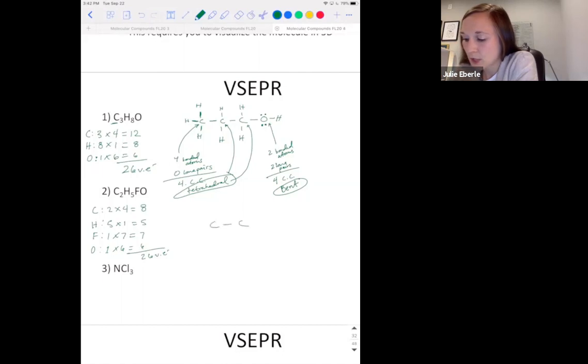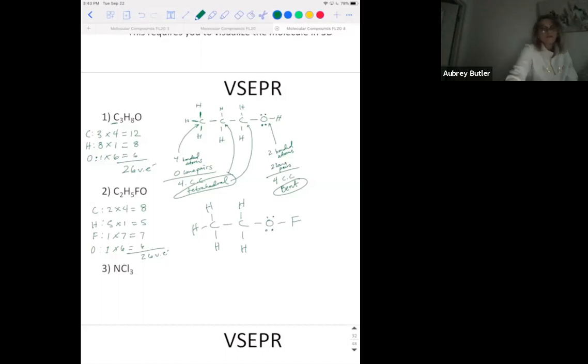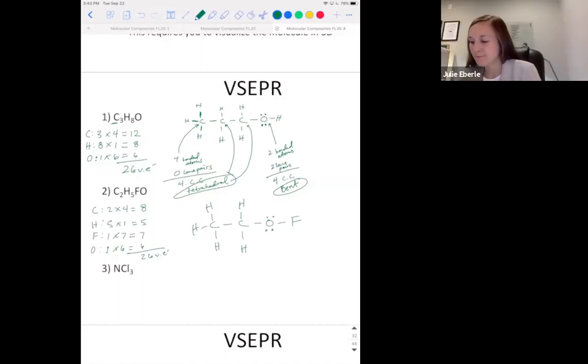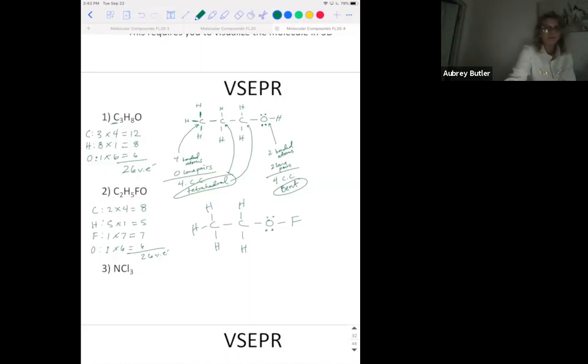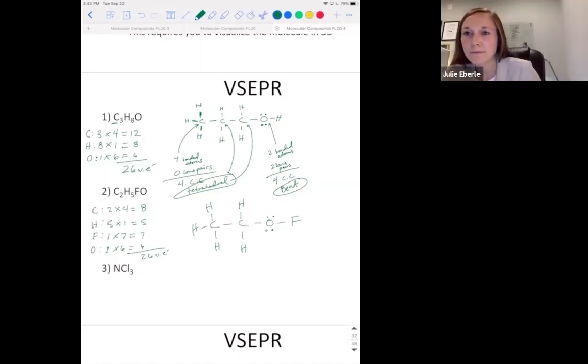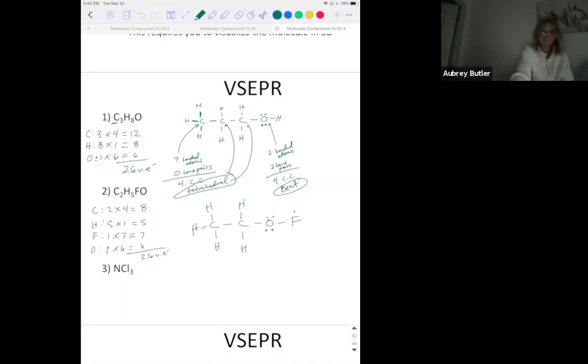So we got two carbons, got an oxygen. Just start attaching hydrogens to your carbons is usually a good bet. And we need to put a fluorine somewhere where this oxygen needs another bond. 2 bonds. Am I done? No. What else do I need to do, Aubrey? Add your lone pairs to your fluorine. How many does it get? 3. 3 lone pairs on halogens.